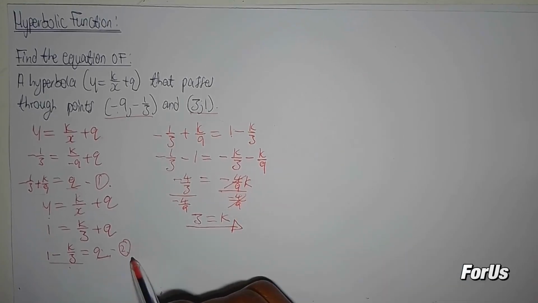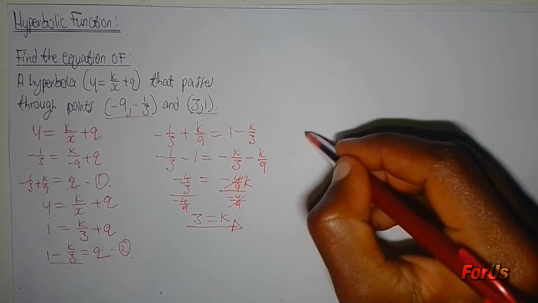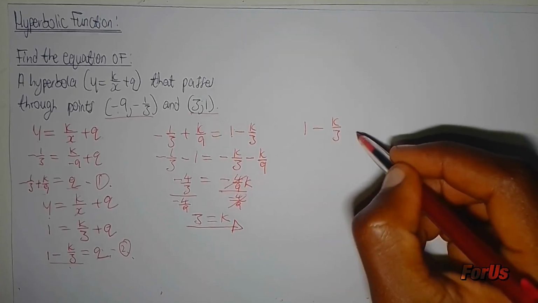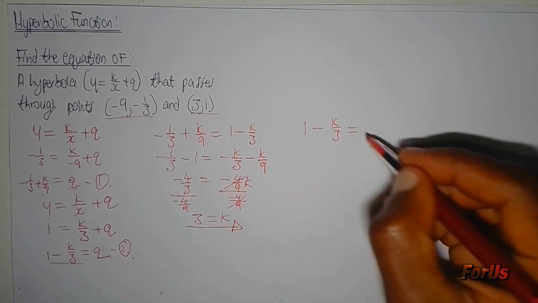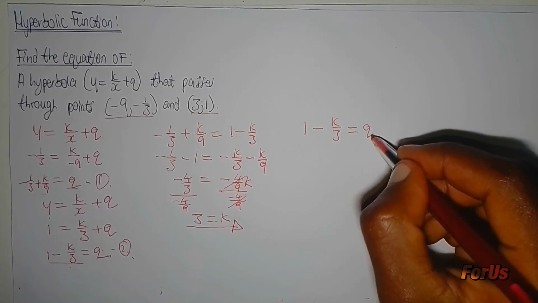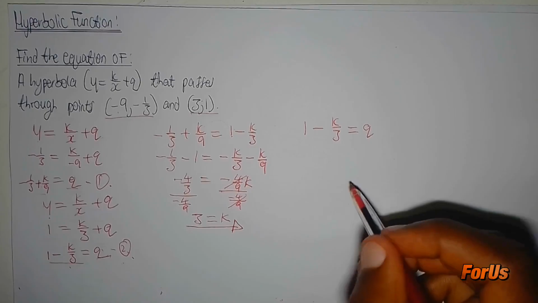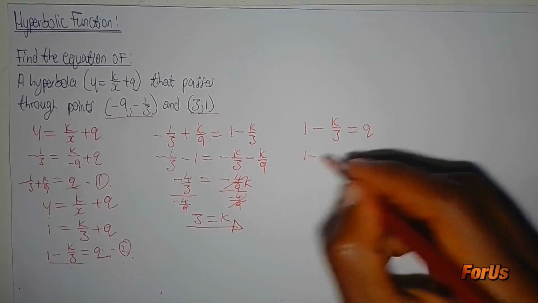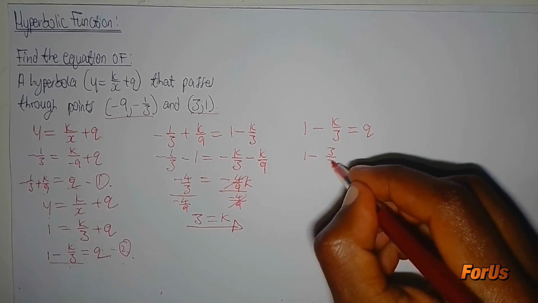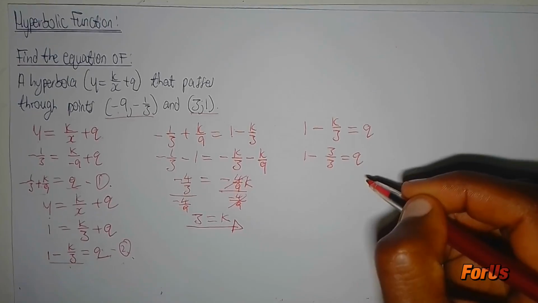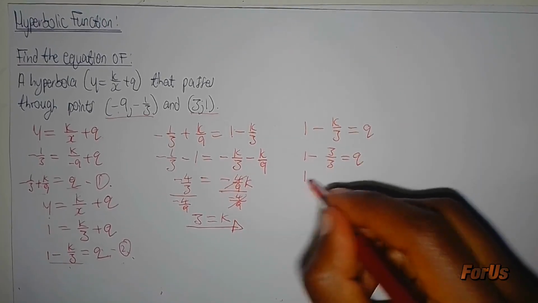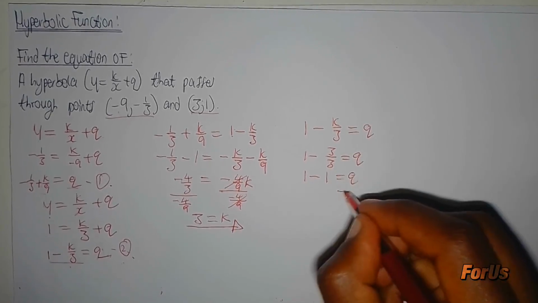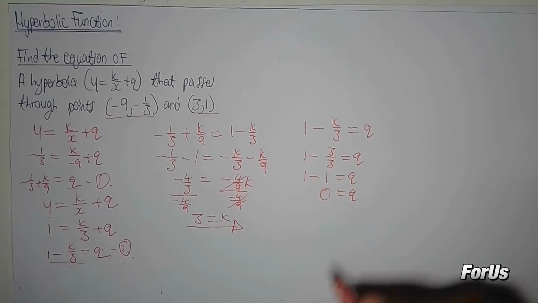Here I'm going to choose equation number 2. Then I'm going to say 1 minus k divided by 3 is equal to q, this is equation number 2, this one. Next, we're going to substitute the value of k, which is 3. We're going to say 1 minus 3 divided by 3 equals q. Now it's 1 minus 3 divided by 3, it is 1 minus 1. Then the value of q here, it is 0.